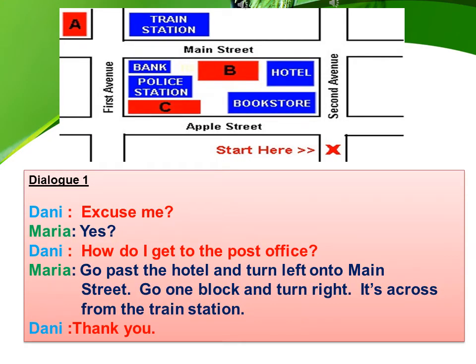Okay, so here is an example of a dialogue between Danny and Maria. Danny is looking for the post office, and he's asking Maria to give him directions. But first, let's study the plan that we have here.